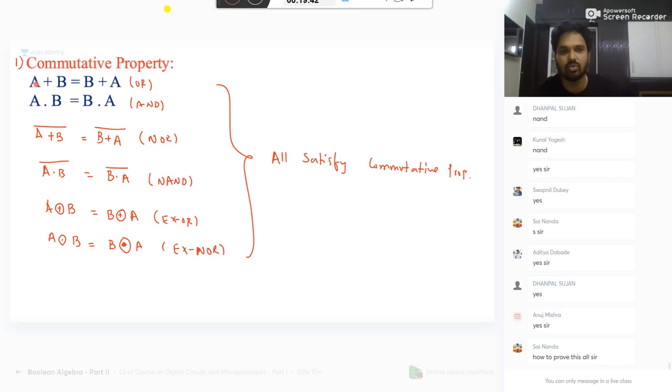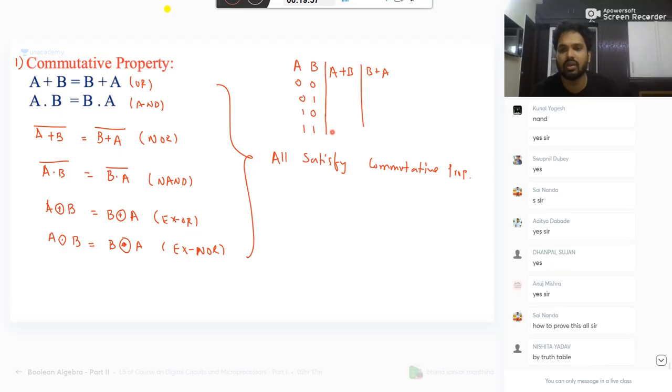Take the truth table of A plus B. For example, see here, you take A, B, A plus B, and B plus A. Here 0 0, 0 1, 1 0, 1 1. Now take A plus B, or B plus A, where plus means the OR operation. You will be getting the same answers. Yes or no? Similarly, you can prove all the cases.